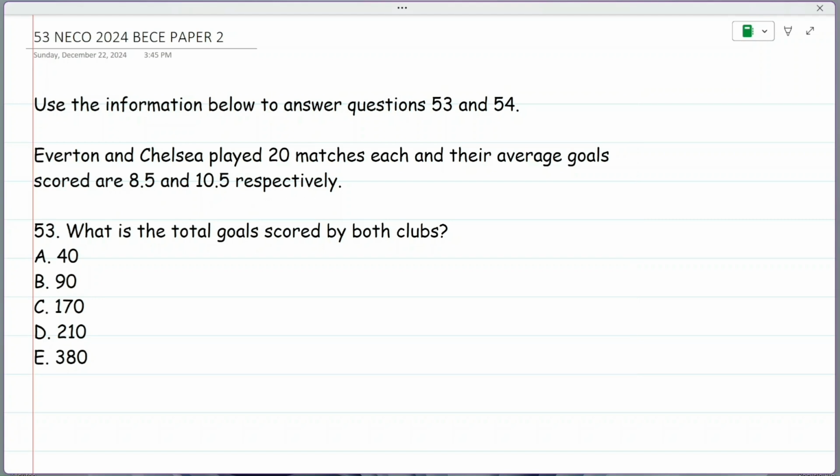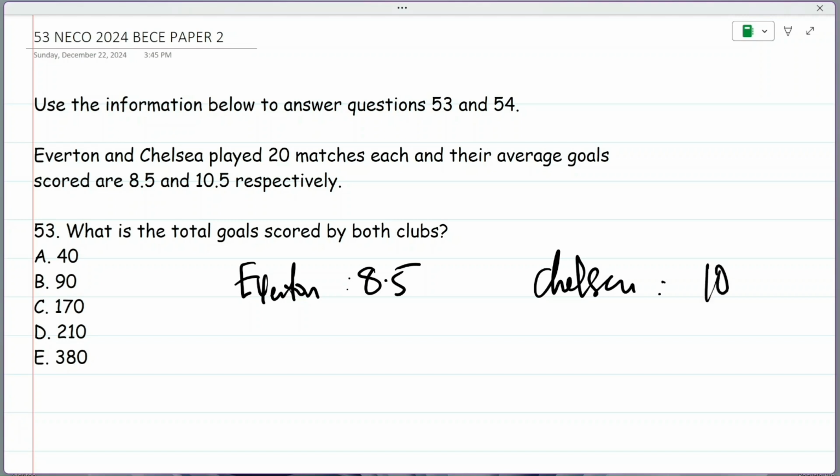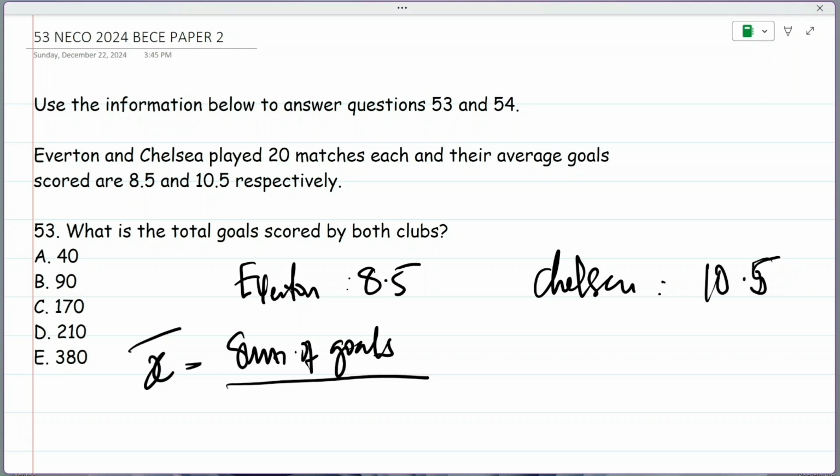So let's start with Everton. You have Everton, the average goals scored or the mean is 8.5. Then for Chelsea, the average goals scored or the mean is 10.5. You know the standard formula for finding the mean. The mean is equal to the sum of all the goals scored per match, that's the sum of all goals, over the number of matches.